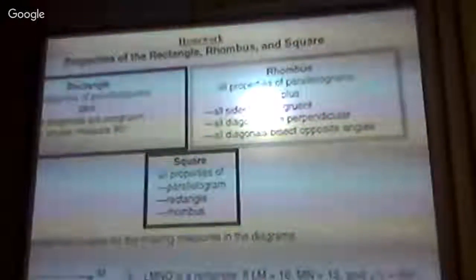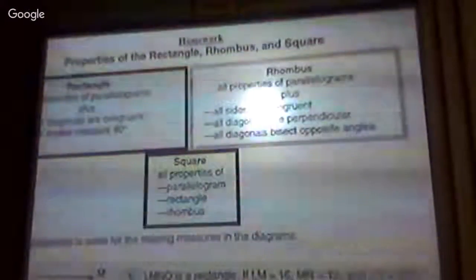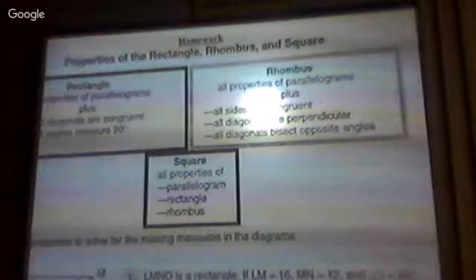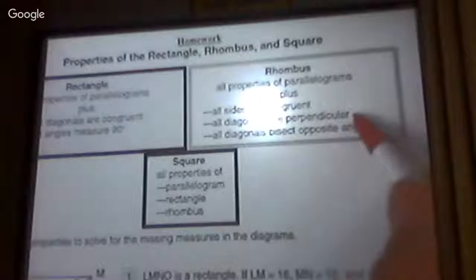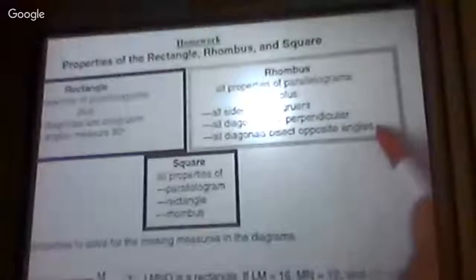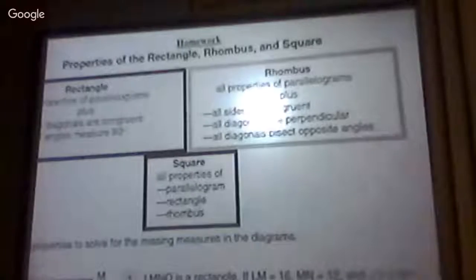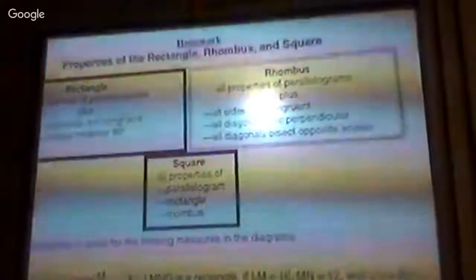A rhombus is not a rectangle, but they're both parallelograms. But this is a special parallelogram because all the sides are congruent, sort of like a square. However, the angles are not 90 degrees in a rhombus. The diagonals are perpendicular. That means they intersect at a right angle in the center of the rhombus. And the diagonals bisect the opposite angles, so they cut the little angles into 2 equal parts.